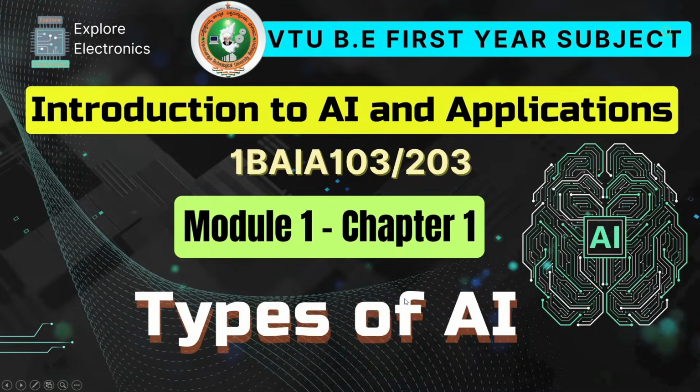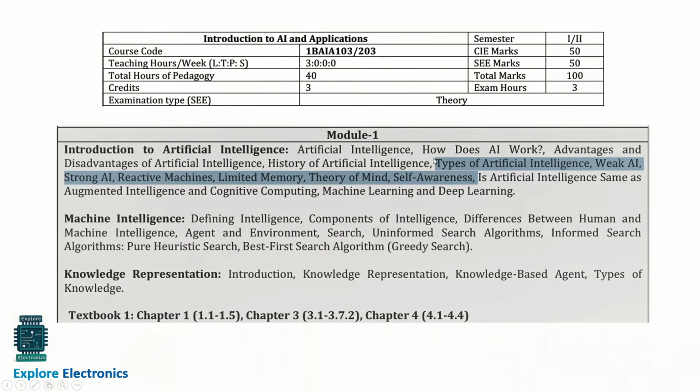In this video, let's continue our discussion with respect to artificial intelligence and application subject. Chapter 1, today's topic is types of AI. Here we are covering weak AI, strong AI, reactive machines, limited memory, theory of mind and self-awareness. This is a very important concept in the AI subject, even for examination.